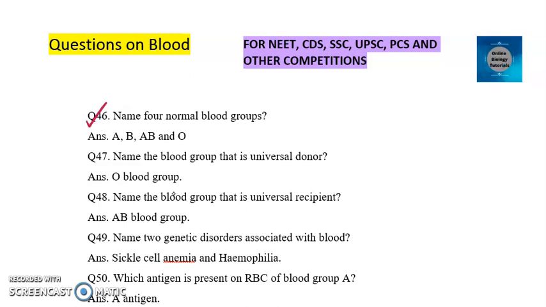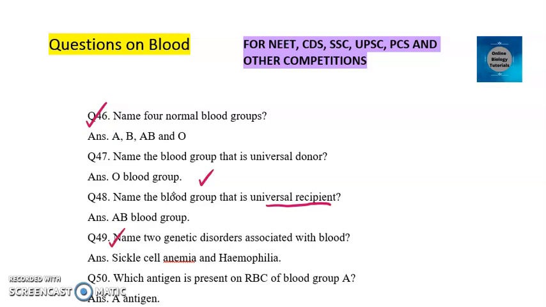Question number 46 is asking to name 4 normal blood groups. So these are A, B, AB and O. Question number 47, name the blood group that is universal donor. So it is O blood group. Name the blood group that is universal recipient. Recipient is the one that can take. So it is the person with AB blood group.